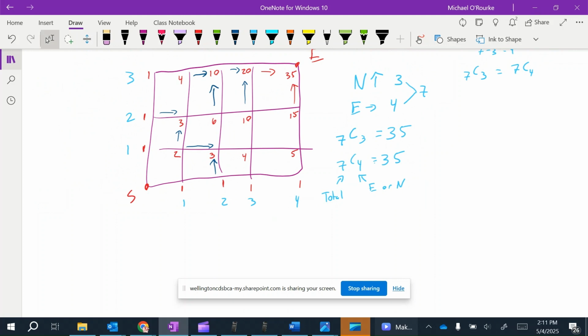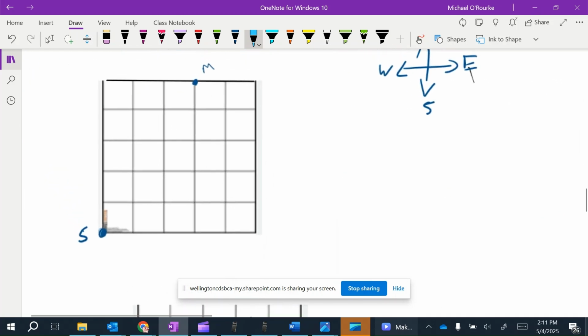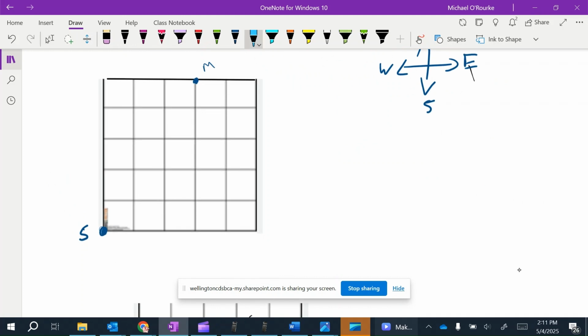Because when you get a much larger grid, it's going to be a lot harder to write those all out, and you may lose track. If you lose track of one, you're lost. So if we go over here, going from S to M, only going north or east, we have 1, 2, 3, 4, 5 north moves to make, and we have 1, 2, 3 east moves to make. The total moves is 8.